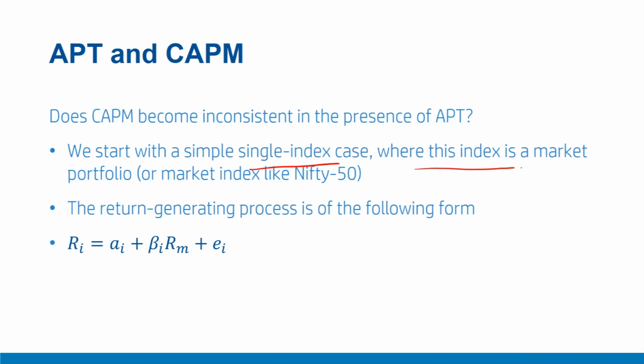Here, this single index is a market portfolio like the Nifty 50 or S&P 500. Here, the return generating process that we have discussed for a single index case takes the following form: Ri, which is the return on security i, equals alpha i plus beta i times Rm plus ei. Here, ei is the residual or error term.